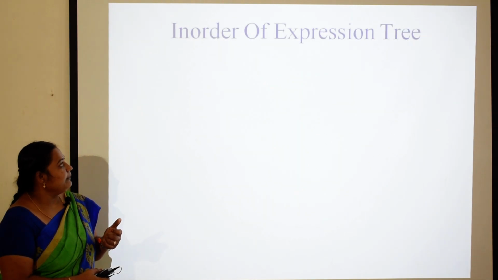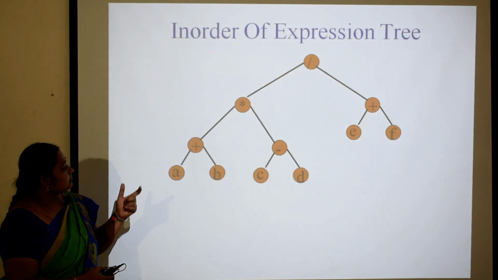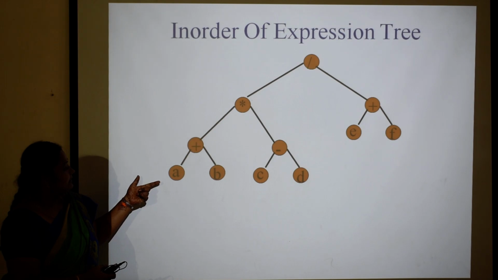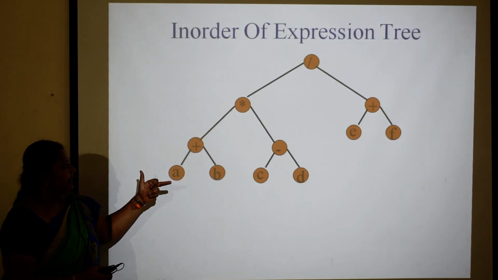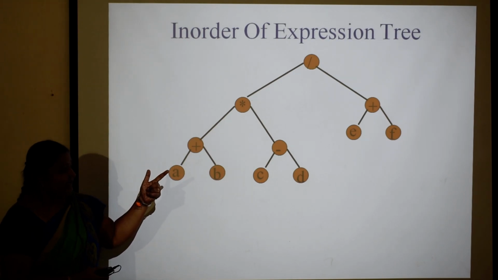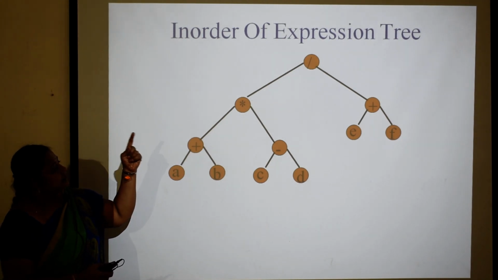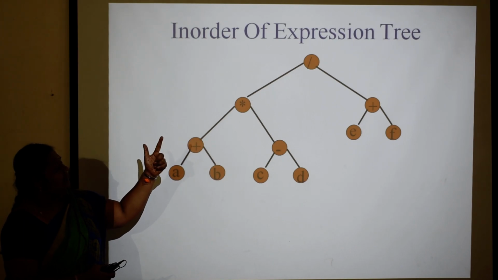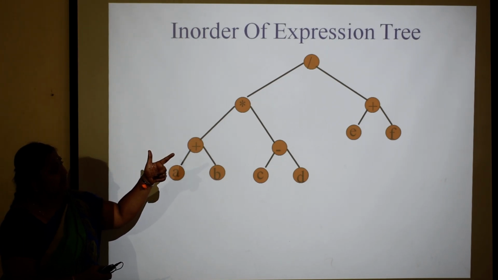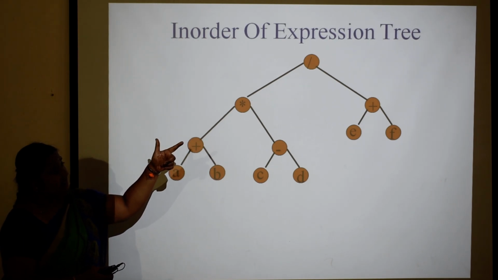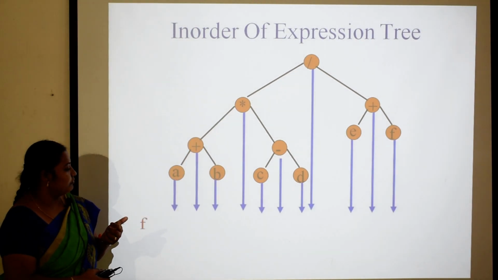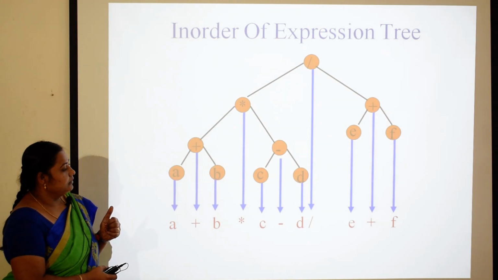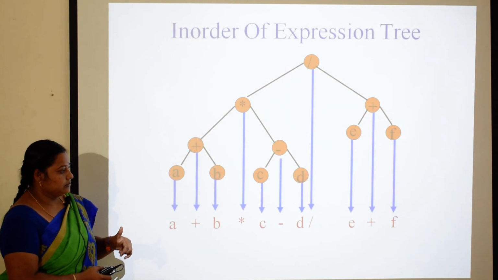The expression can be given like this. It will travel from the leaf node: A plus B, then multiplied with minus, then C, D, head node.